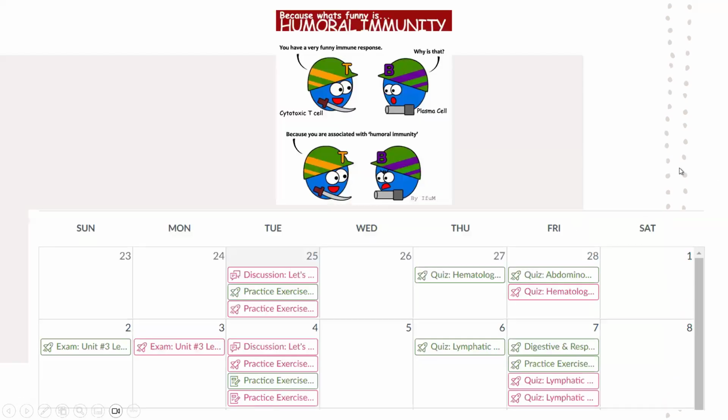Okay. So if you look at the schedule, you can see that there's a couple discussions and practice exercises coming up for both classes. But again, our big ticket item is the Unit 3 exam for hematology coming up here on Sunday or Monday.